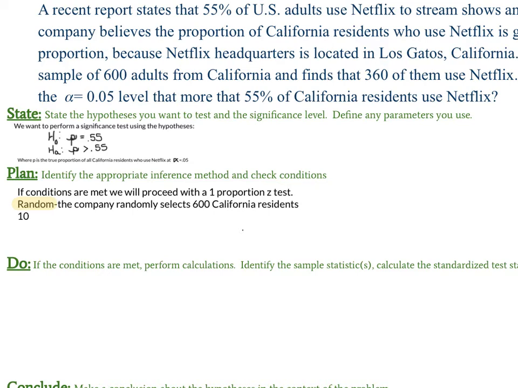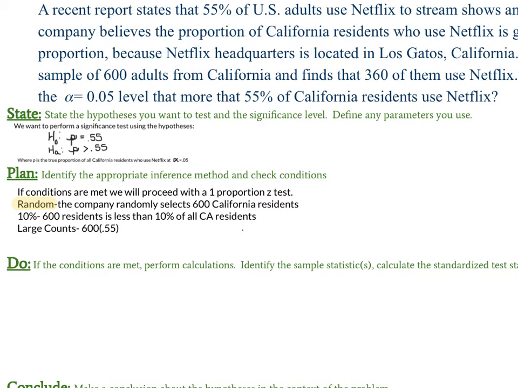We need to check the 10% condition whenever we have sampling without replacement, and if you're taking 600 residents, it's not like you're putting them back in the pool to sample again. So I'm stating that 600 residents is less than 10% of all California residents, or less than 10% of the population. Okay, and then finally, we want to be able to use our normal model, so we need to check our large counts condition.